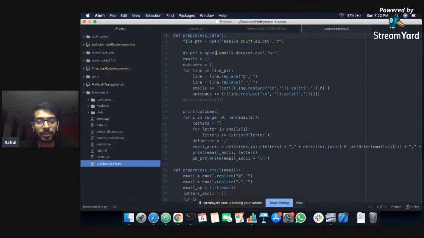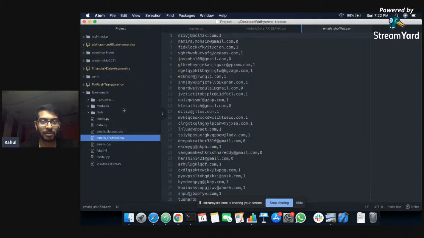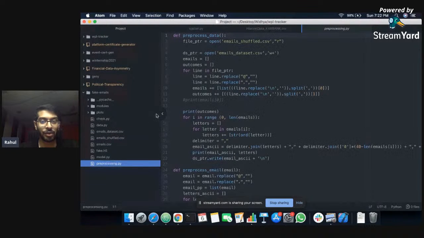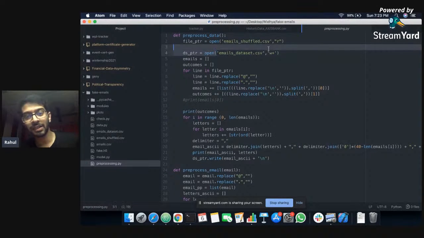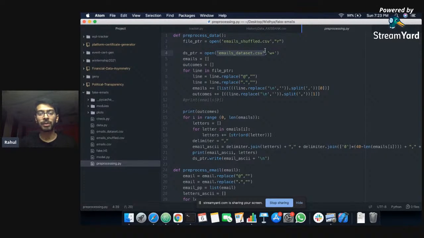So over here, when I open a file in write mode, in case this particular file does not exist, it will create a new file with this name. So if this emails underscore dataset.csv file did not exist, then what would ideally happen is that when I open a file in write mode, it would create that file first and then start writing into it. This thing over here you see is basically the path where you want the file to be stored.